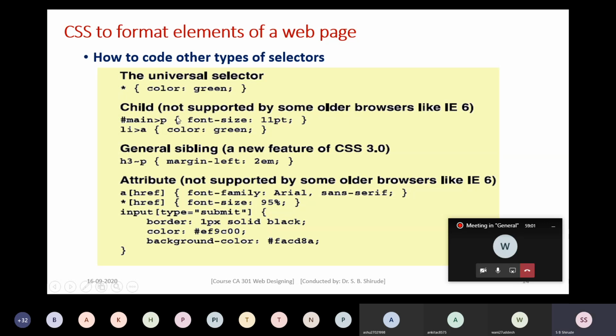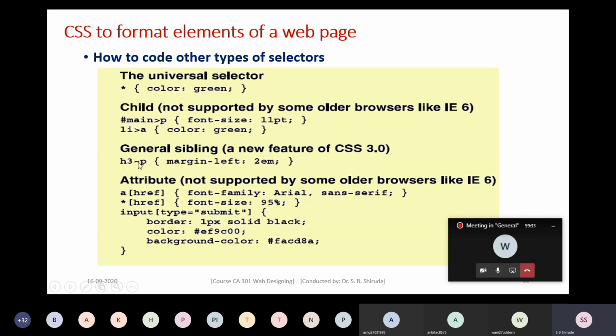Now you can choose the child element. How can you use the child element? You can refer to a child element by putting this particular greater than symbol. So main greater than p means what? This p is the child of this main. Suppose it may be a div which is identified by id main. So main p, li a means li will be the parent and a will be the child. Like that you can select child.